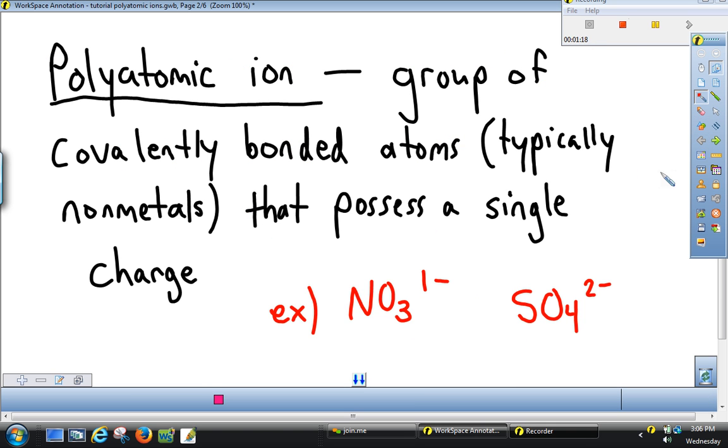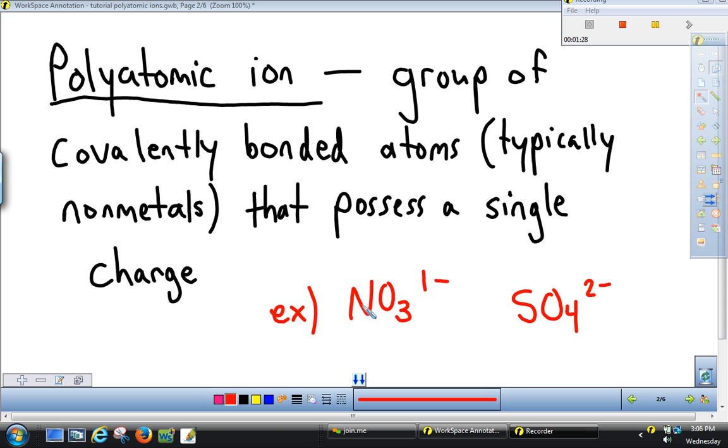Now we're looking at polyatomic ions. These groups of atoms. It can be 2 atoms, it can be 10 atoms. It really depends on the group. So the group of covalently bonded atoms, typically nonmetals, but some can have metals, like permanganate has manganese and chromate has chromium. But typically it's nonmetal atoms that are sharing electrons with each other, but together as a group they have a charge.